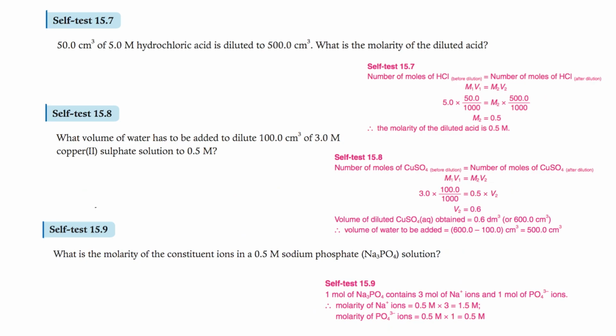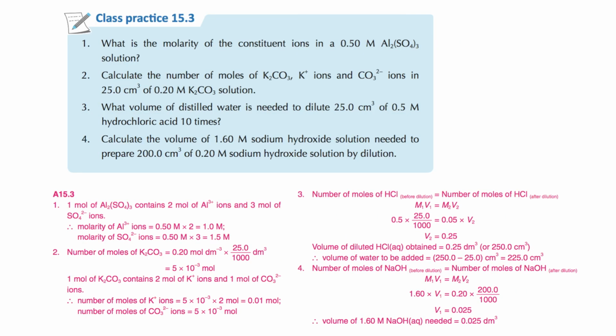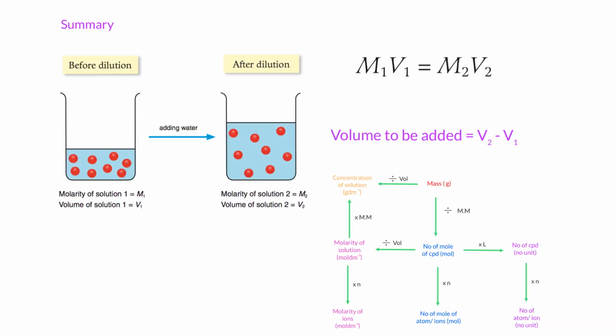So basically, you can do some self-tests in the textbook. 3 of them with the answers here. I'm not going to explain this one with you because it's pretty easy. Just pay attention to volume of water has to be added. You have to use the concept V2 minus V1, and then you also have some more exercises. Just go through this on your own.